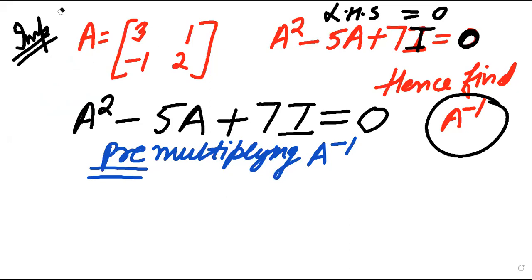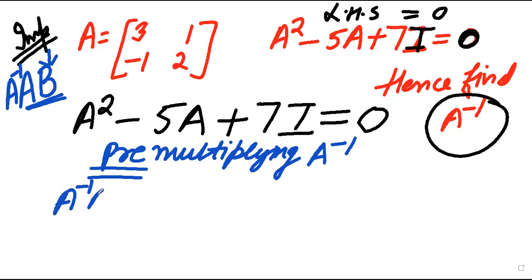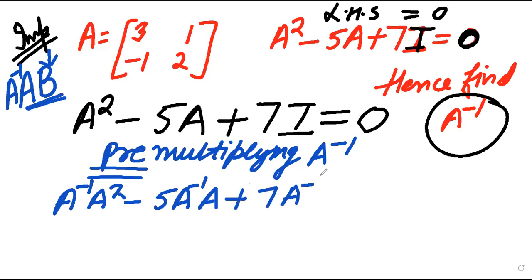When you have any matrix and you are pre-multiplying, you have to write it before the matrix. And if you are post-multiplying, you have to write it after that matrix. Now, if I am multiplying this with A inverse, what will come? A inverse into A squared minus 5 into A inverse into A plus 7 A inverse into identity. And anything multiplied by 0 is always 0.